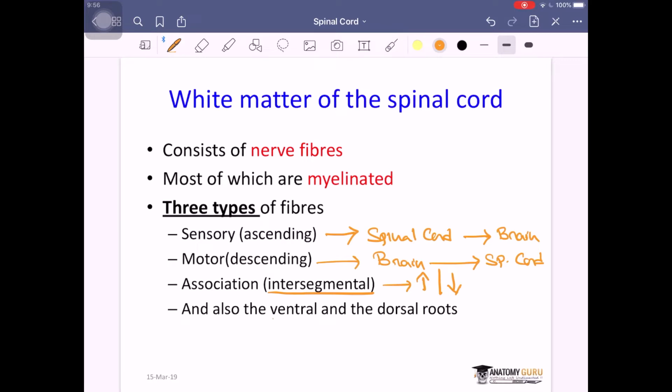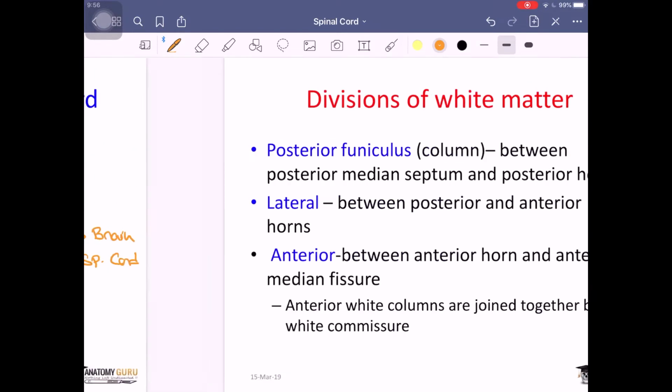And we also have, of course, the ventral root and the dorsal root. Ventral root comes out and dorsal root goes in. So these are the types of the fibers what we notice in the white matter of spinal cord.